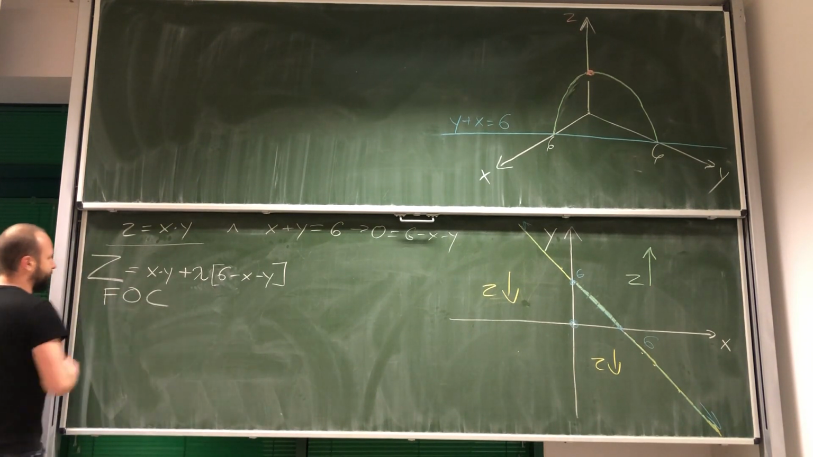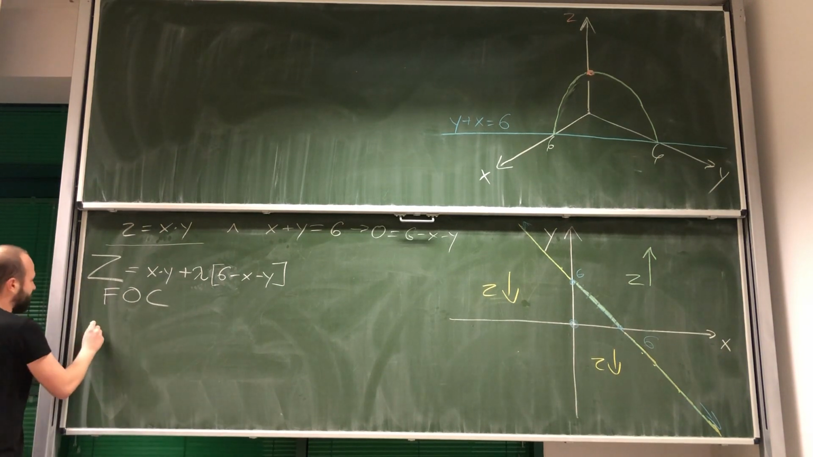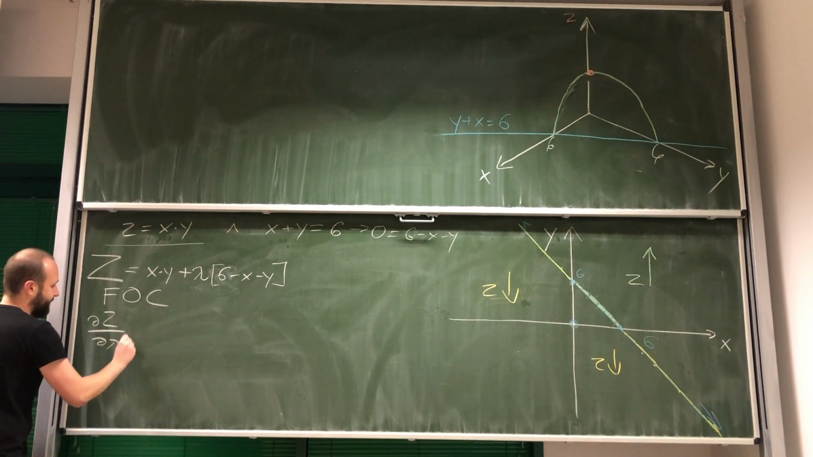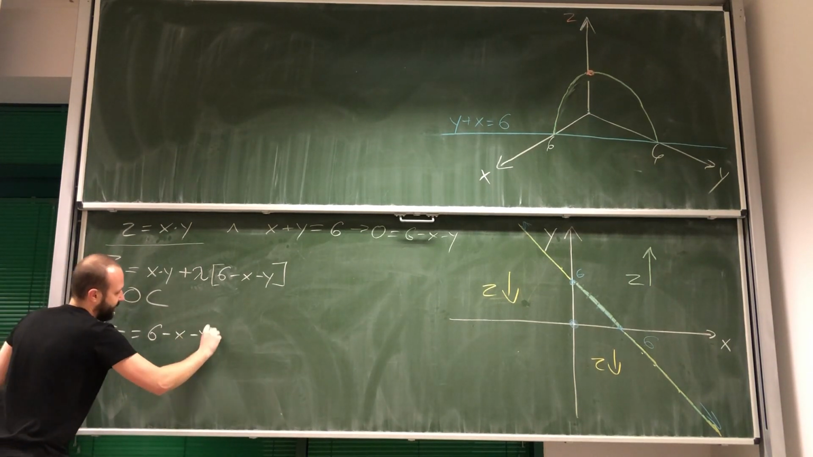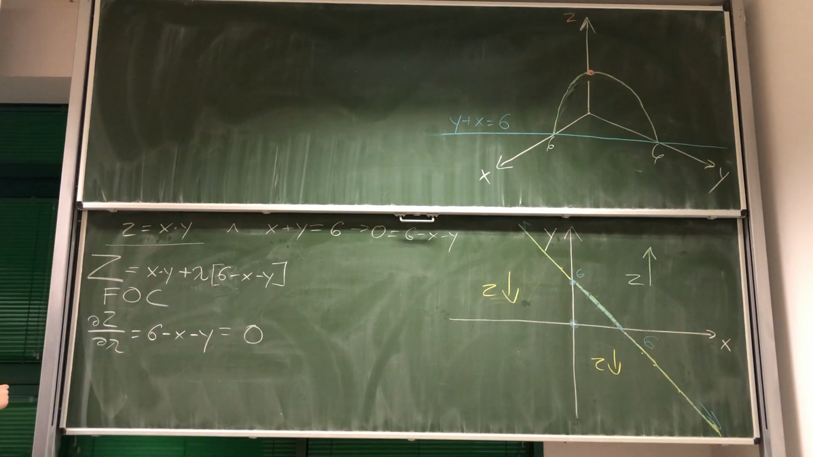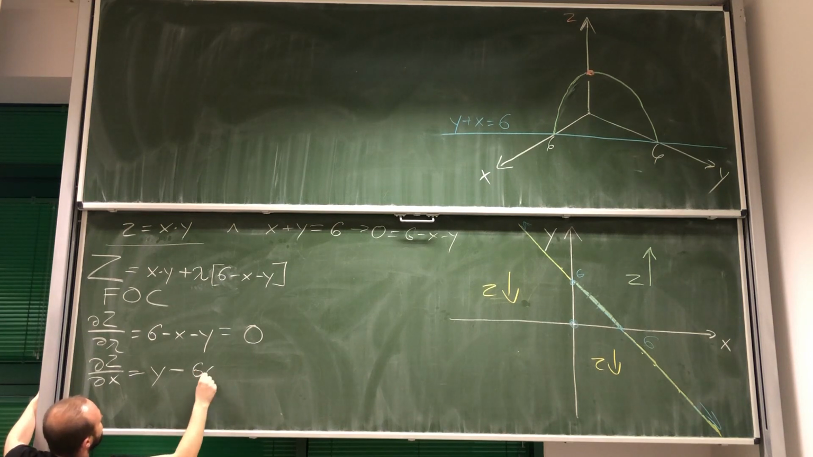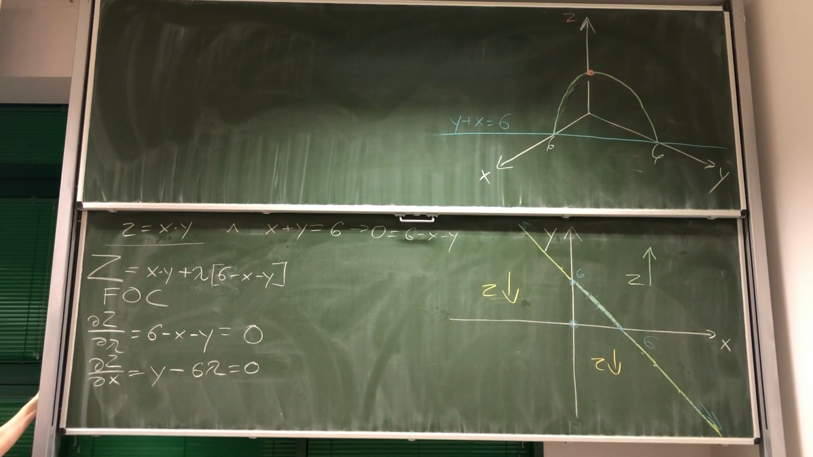Now, we use the first order condition. First order condition tells us to differentiate z first with respect to lambda. We get just this, 6 minus x minus y equals 0. Then we differentiate the same Lagrange function with respect to x. So we get y minus 6 lambda equals 0. Then we differentiate z with respect to y. We get that this is minus lambda, of course. I don't know why I wrote minus lambda equals 0.